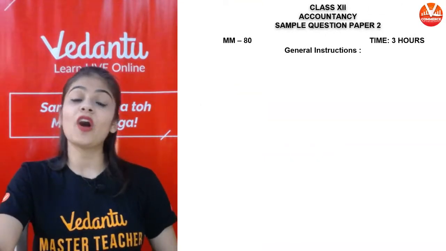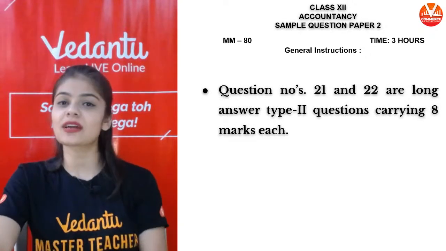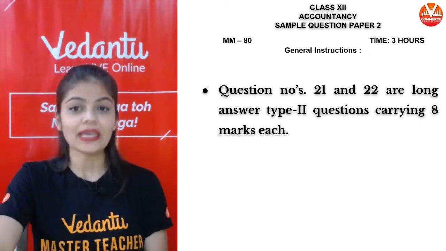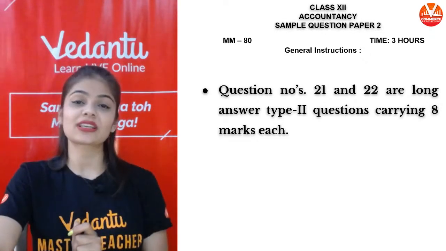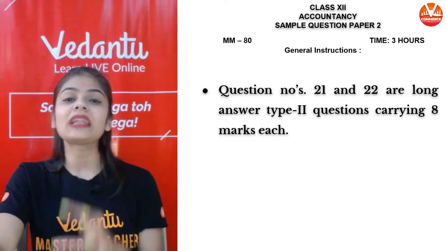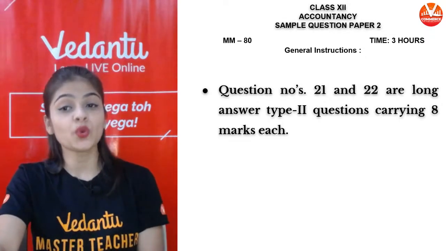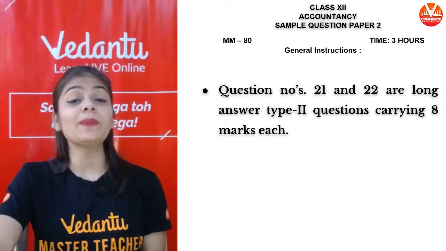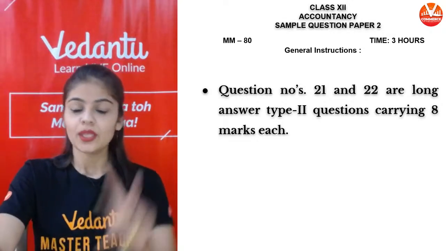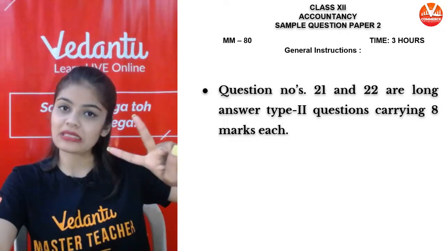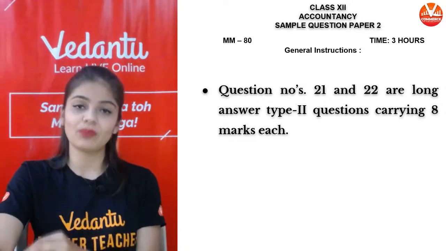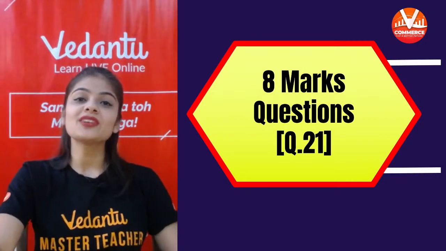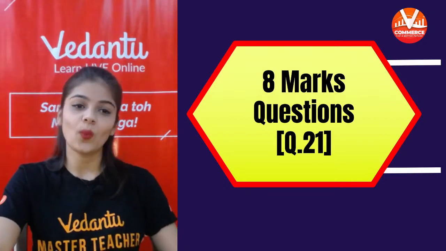So now first of all, we have to read the general instructions very carefully. This general instruction says that question number 21 and question number 22 will be long answer questions, which will be of 8 marks each. So there will be 2 questions of 8 marks each. That means 16 marks. So starting with the 8 marks question, the first question is question number 21.